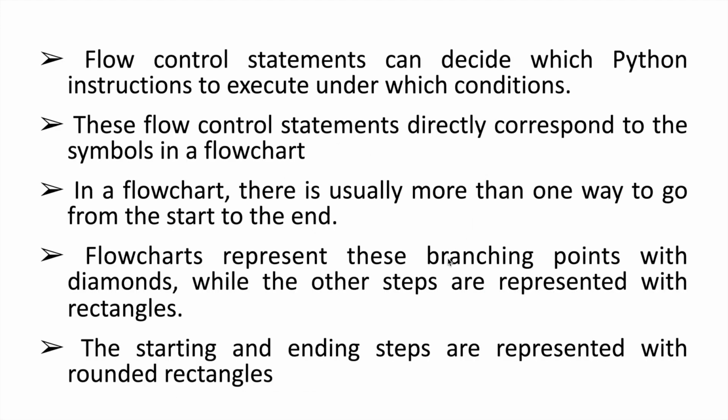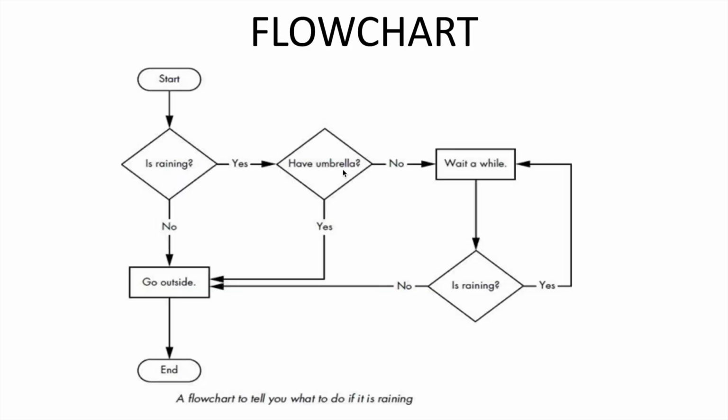For example, see, in a flowchart there is usually more than one way to go from start to end. Yes, it's right. There is more than one way to go. If it's raining, you can go based on the condition yes, or you can go based on the condition no, right?